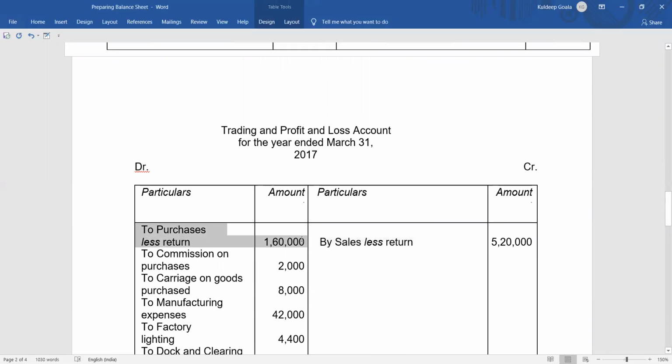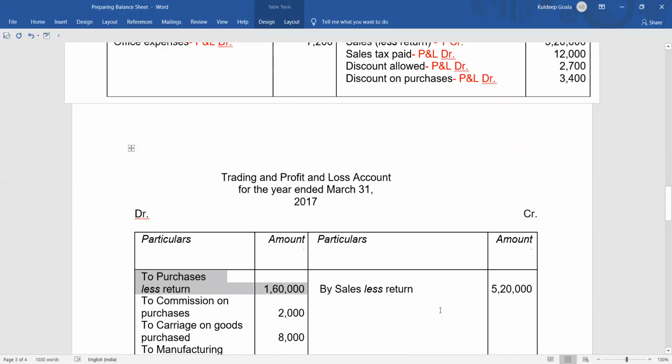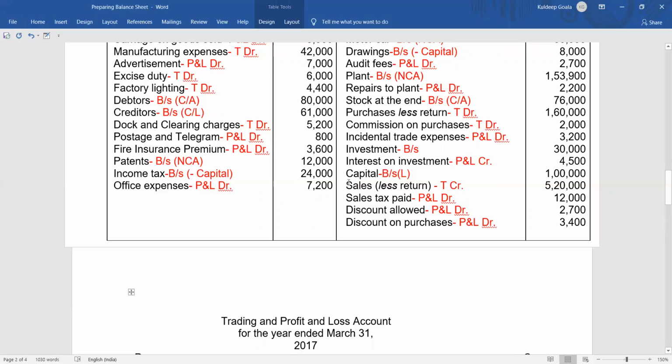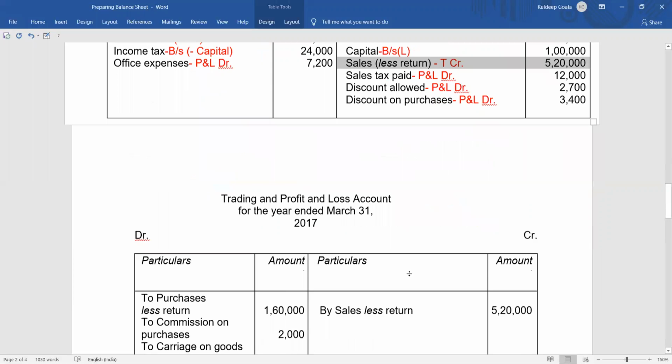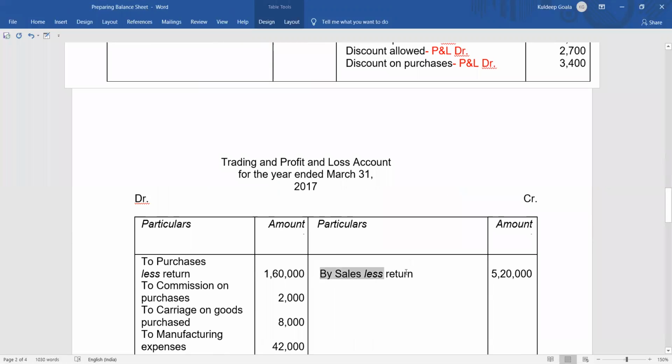Clear? After the purchases, the next item is sales. Here it is, sales less return 5,20,000. It will come in the trading account credit side. So go to the trading account credit side and write 'By sales less return 5,20,000'. Okay, so that is done.